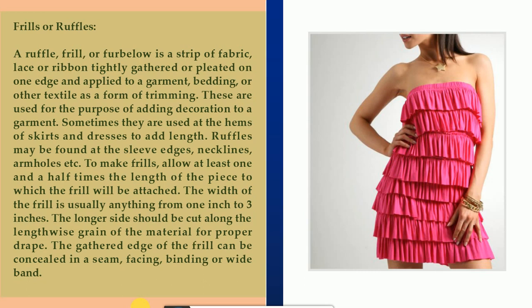To make frills, allow at least 1.5 times the length of the piece to which the frill will be attached. The width of the frill is usually anything from 1 inch to 3 inches. The longer side should be cut along the lengthwise grain of the material for proper drape. The gathered edge of the frill can be concealed in a seam, facing, binding or wide band.